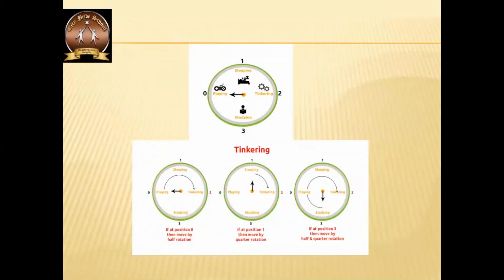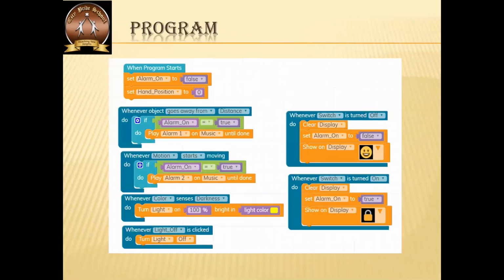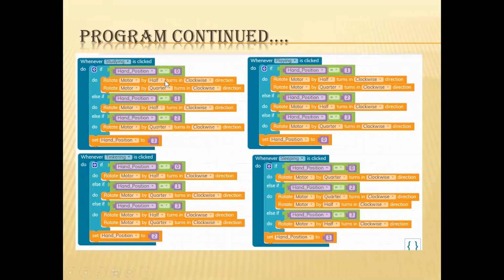See. So if you are on studying, that is 3. Fine. So initially we are at 0. So what we have to do is we have to cover one half rotation and one quarter rotation. Fine. And let us see what it will do according to the program. So if it is at 0, it has to cover half and quarter. If it is at 1, then it has to cover only half. If it is at 2, then it has to cover only quarter. And again, set the hand position to 3.